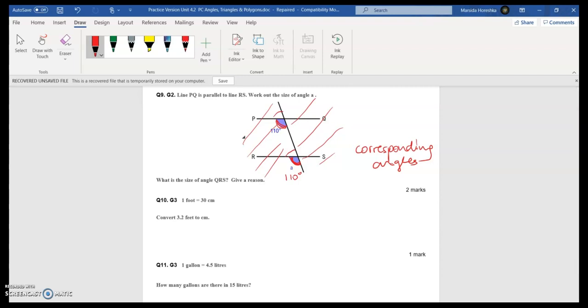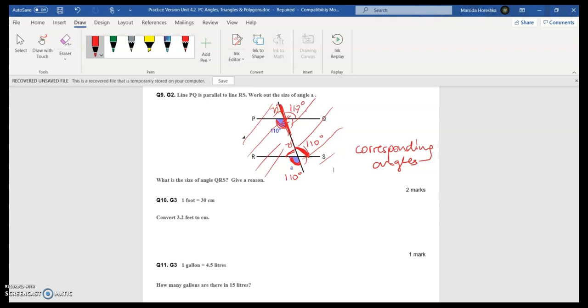So these would be, since there is a straight line in here, 180 take away 110, so that gives us 70, and this would be 70 as well. Now this would be corresponding with this, and this would be corresponding with this. Now we have angles which are vertically opposite each other. So A is vertically opposite this one, so this must be 110 as well. And this is 110 as well, because it's vertically opposite this one, but it's also corresponding with this one here as well.